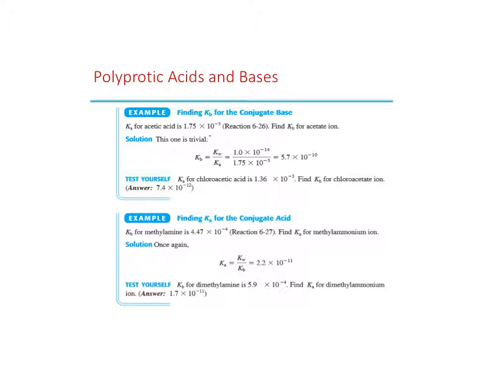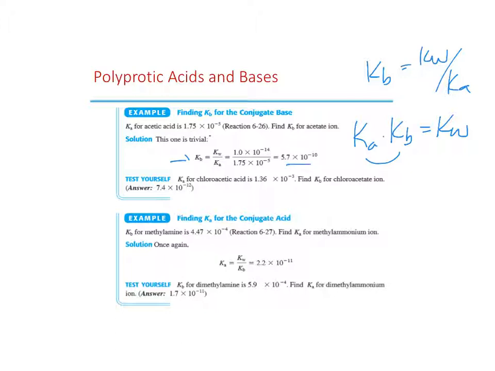And then here's a couple quick examples. Let's say we know the Ka of acetic acid is 1.75 times 10 to the minus fifth. We want to find the Kb for the acetate ion. That's a very straightforward process. We know Ka times Kb equals Kw, where these two are conjugates. And so this means that since we want to find Kb, Kb equals Kw over Ka, and look, we've already got that right there. So we can find Kb for the acetate ion.